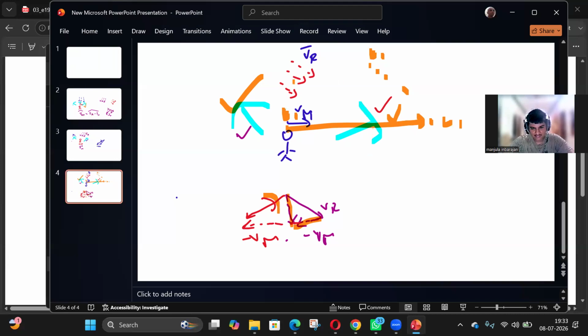But suppose the man is moving slowly, then the raindrop here would have come and reached this ground at some time t1. By that time, this guy would have traveled this much distance. So it's as if when it's starting, the rain is behind him. So the umbrella should be pointed backwards.